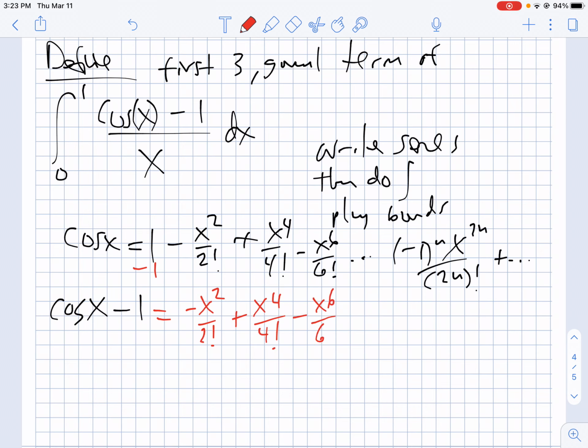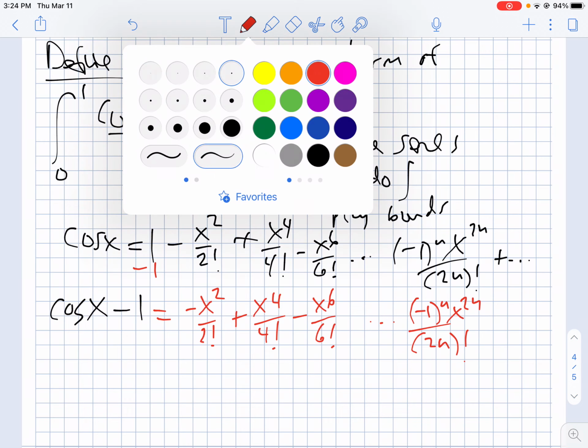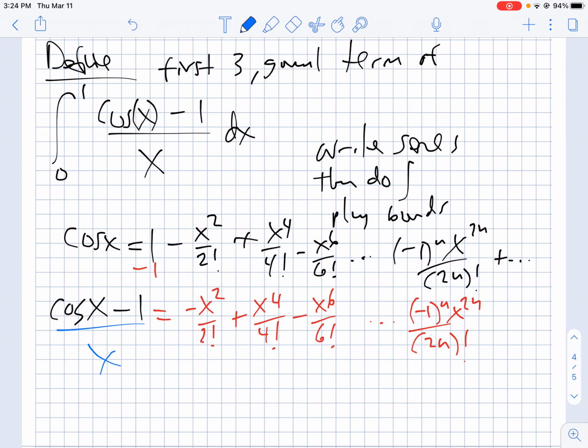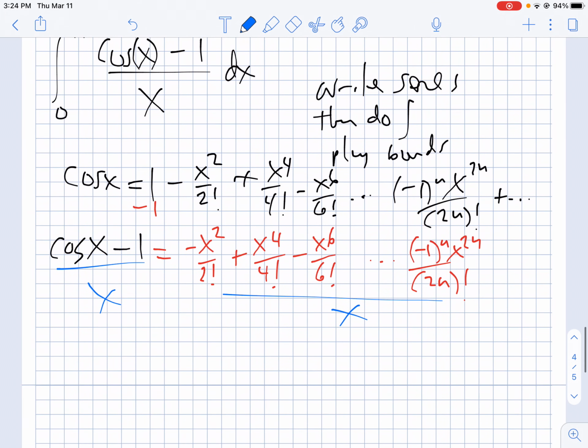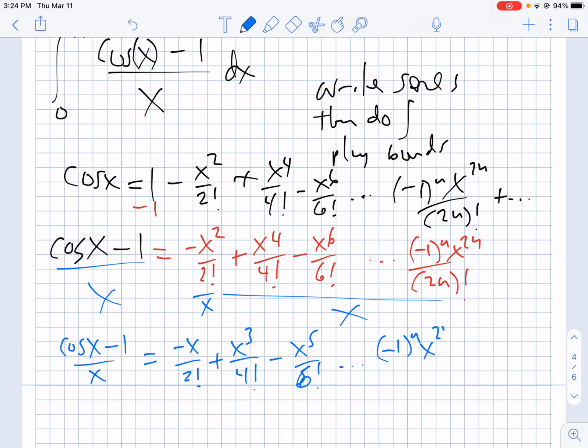And now, at this stage, again, the general term is the same. Now we're going to go ahead and divide this by an x. So I divide all these terms by x as well. So when I do cosine of x minus 1 over x, each term is over x. We cancel 1, so that's negative x over 2 factorial plus x cubed over 4 factorial minus x to the fifth over 6 factorial, sorry. In the general term, if I just subtract an x off, we have x to the 2n minus 1. We subtract exponents if we're dividing them.